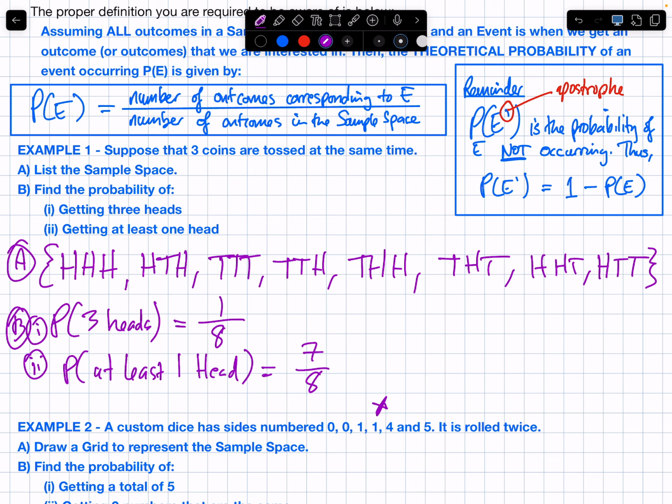I'm going to give you a couple of minutes to get that example down of finding the theoretical probability using a list.